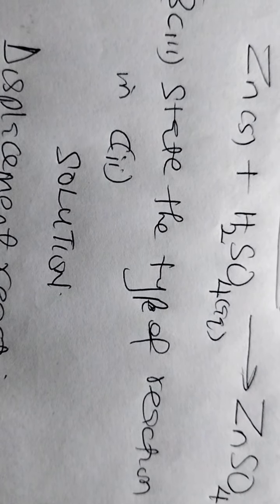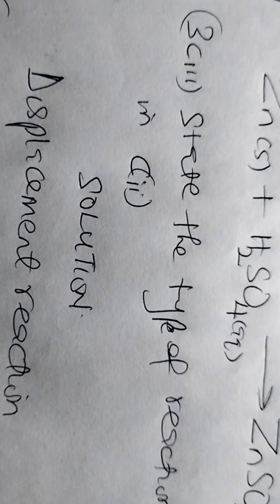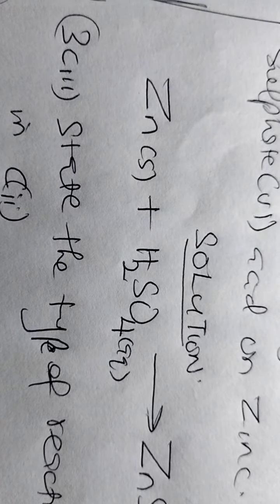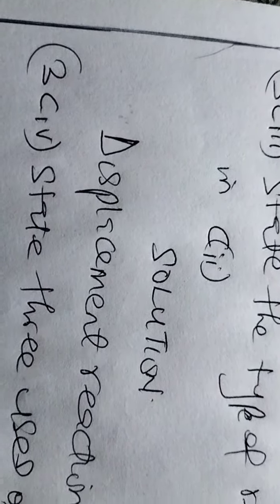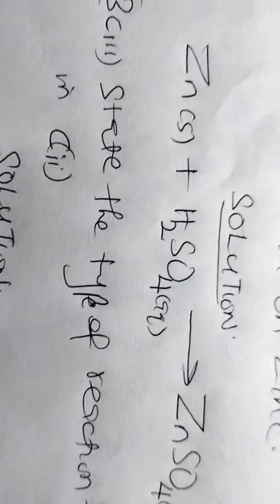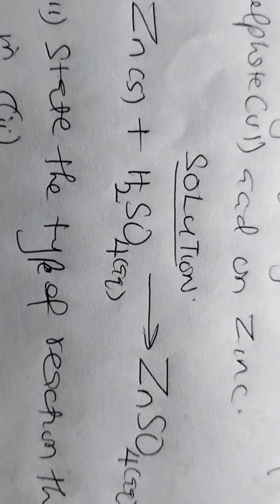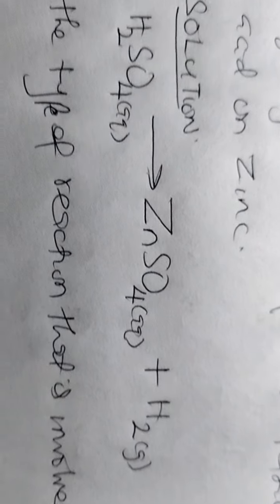3ciii says state the type of reaction that is involved in cii above. So we are looking at the kind of reaction between zinc and H2SO4. The answer to the question is displacement reaction, because zinc, being more electropositive than hydrogen, was able to displace hydrogen from H2SO4, as you can see there.